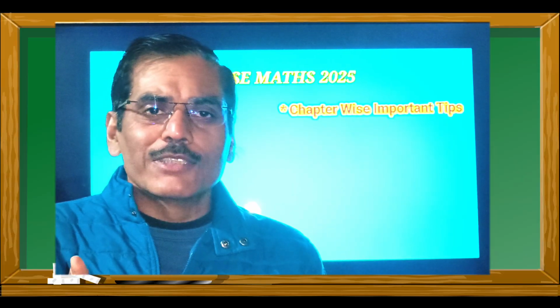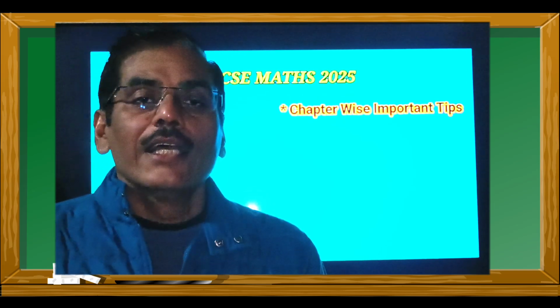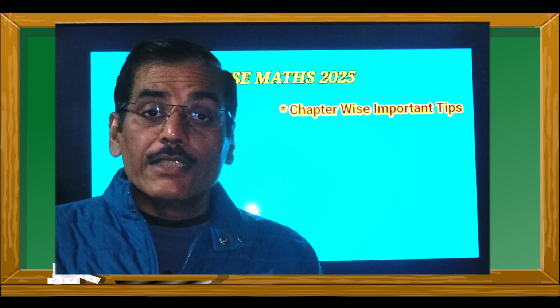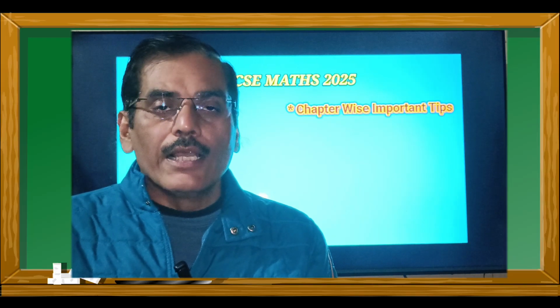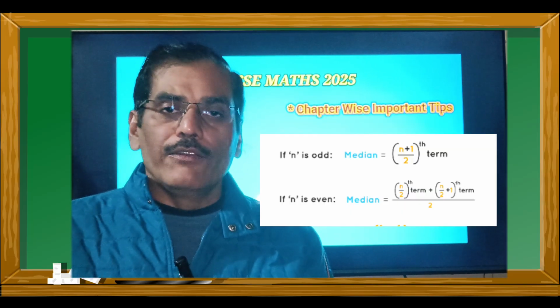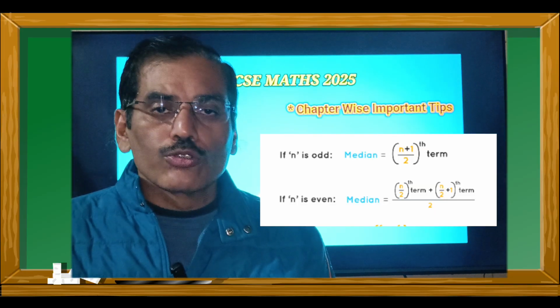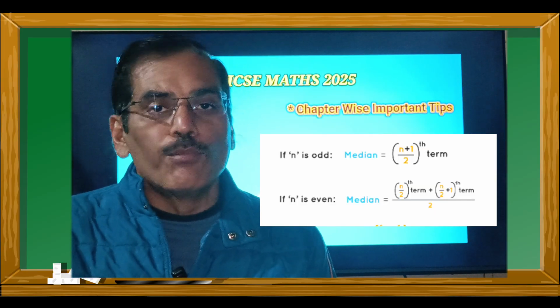Obviously, if I am the student, I will use the direct method. You can use any of the 3 methods. Then median: for ungrouped data, (n plus 1) by 2 for an odd number of terms, and the average of n by 2 and n by 2 plus 1 for an even number of terms. Then you should also know how to find the mode: whichever number is repeated the maximum number of times is the mode.